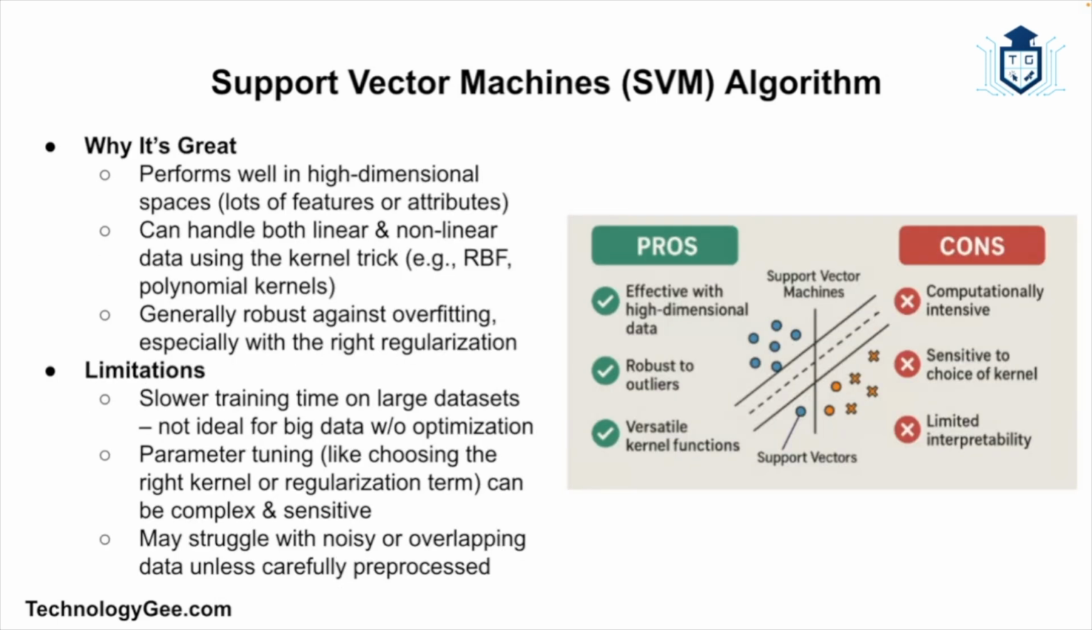Now, exactly why is this great? Well, it is effective in high dimensional spaces, and it works well with both linear and nonlinear boundaries thanks to the kernel trick, and it's robust to overfitting. Now, its limitations: it can be slow on large data sets, and it's hard to tune its parameters.